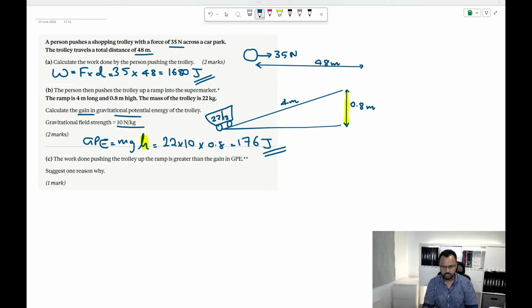Okay, great. Good. The work done pushing the trolley up the ramp is greater than the gain in GPE. Suggest one reason why. Now, guys, listen. You push this along the ramp, you need to do more work than 0.8. Why? Can somebody tell me very briefly in the chat what you think the answers are?